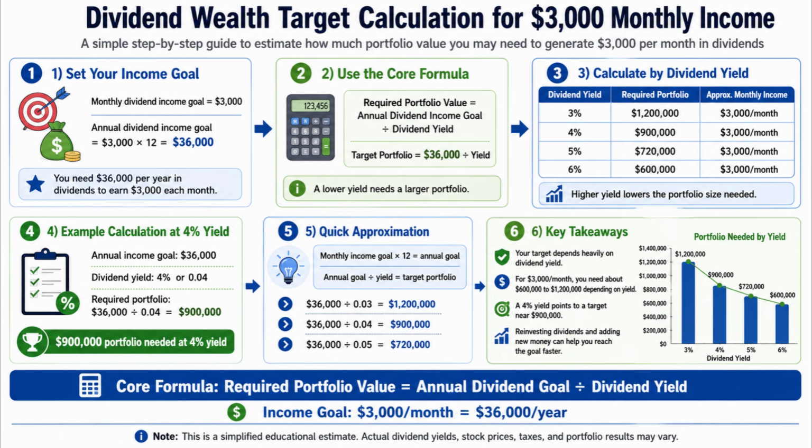If the dividend yield is 3%, you may need around $1,200,000 to generate $3,000 per month. If the yield is 4%, the required portfolio becomes around $900,000. If the yield is 5%, the required portfolio becomes around $720,000. And if the yield is 6%, the required portfolio becomes around $600,000.